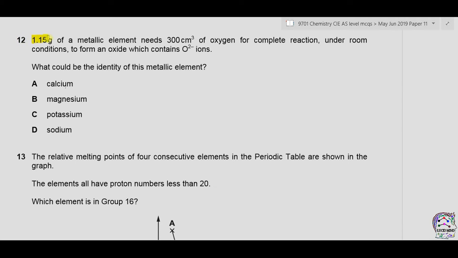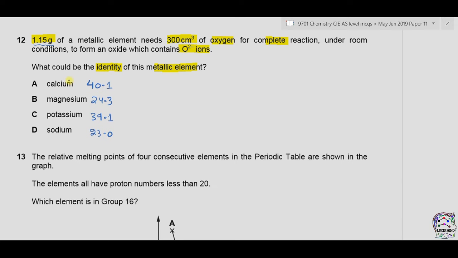Question number 12. 1.15 grams of a metallic element needs 300 cm³ of oxygen for complete reaction under room conditions to form an oxide which contains O-2 ions. What could be the identity of this metallic element? The mass of metallic element is given, which is 1.15 grams. For calcium, the atomic mass from periodic table is 40.1. For magnesium, it is 24.3. For potassium, it is 39.1. For sodium, it is 23.0.